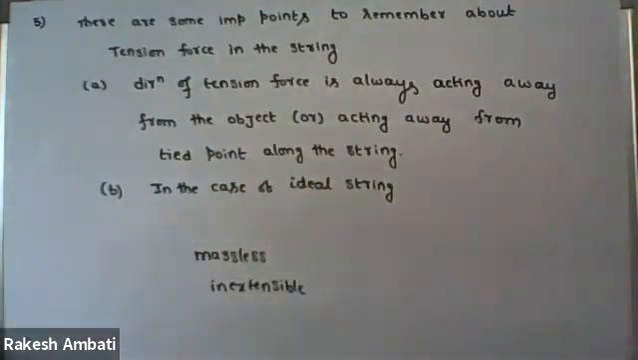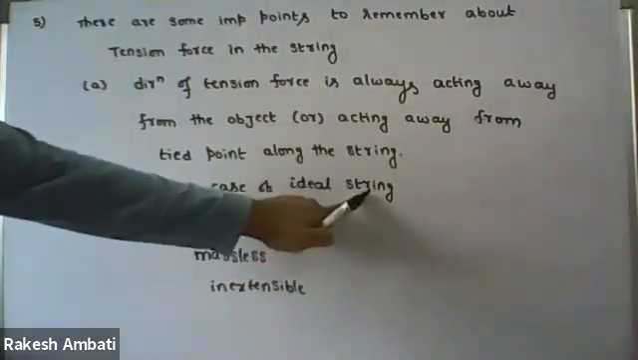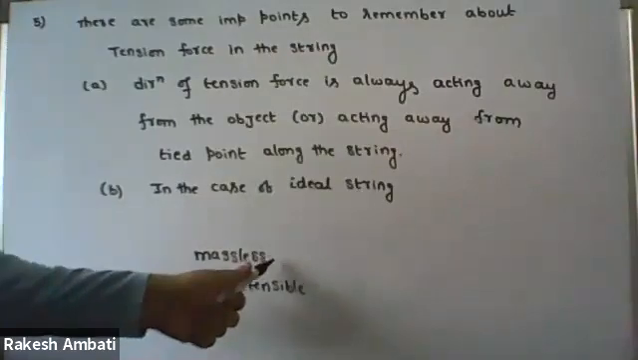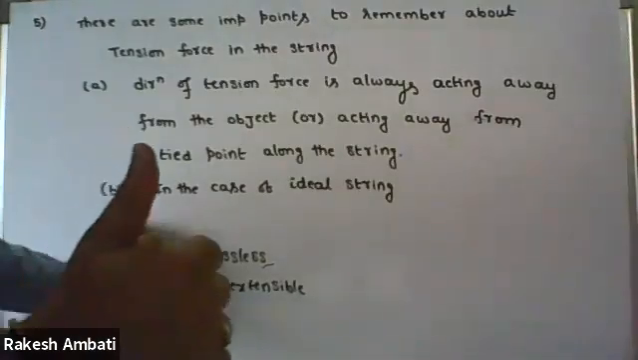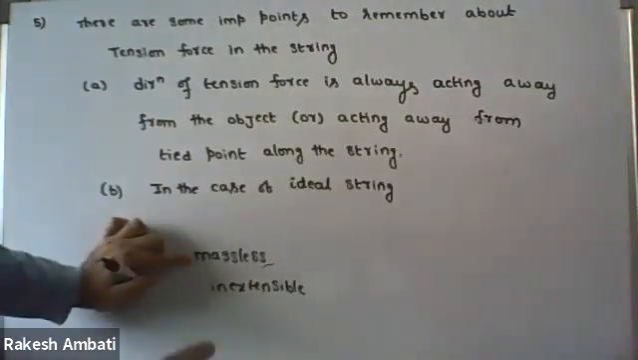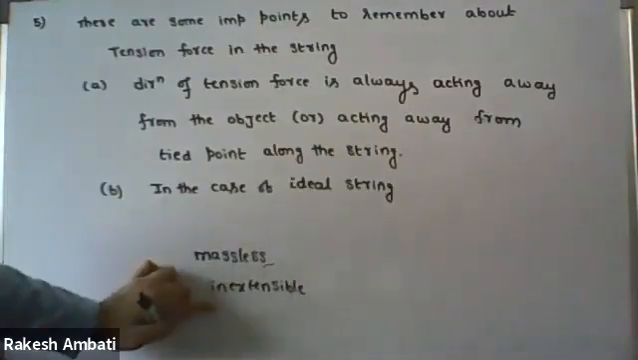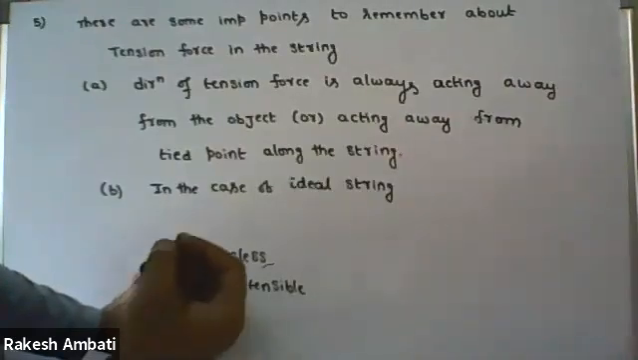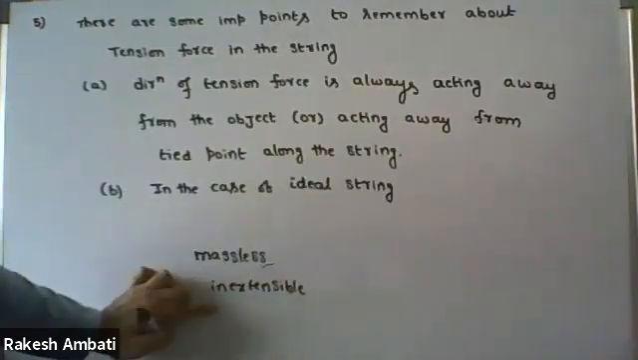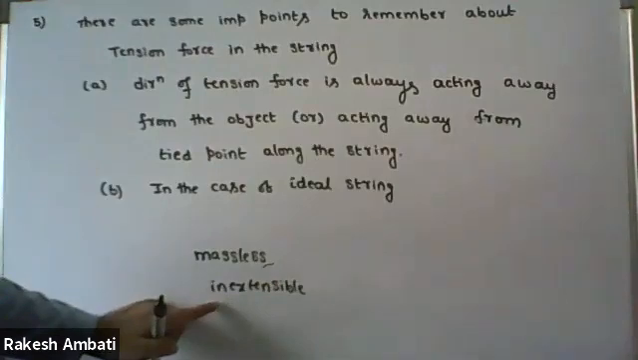I have a question. In the case of an ideal string, a massless string, what is the resultant force acting on the string? Zero. So keep the point in mind: massless means resultant force is zero. And what is the meaning of inextensible? Total length is always constant. That means no elongation and no compression takes place.